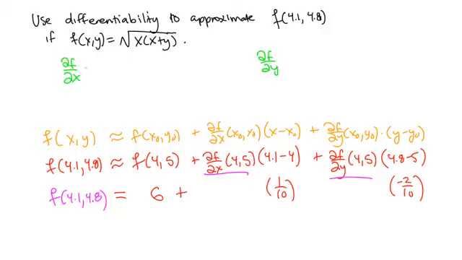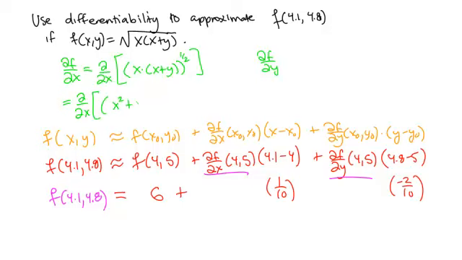So let's do that. We'll take the derivative of f with respect to x. So I'm going to take the partial derivative. Let's prep this function. This is x times (x plus y) to the 1/2 power. And so I want to differentiate that. That's going to involve the chain rule and the product rule. But if I just distribute inside those parentheses first, it's really (x squared plus xy) to the 1/2 power.